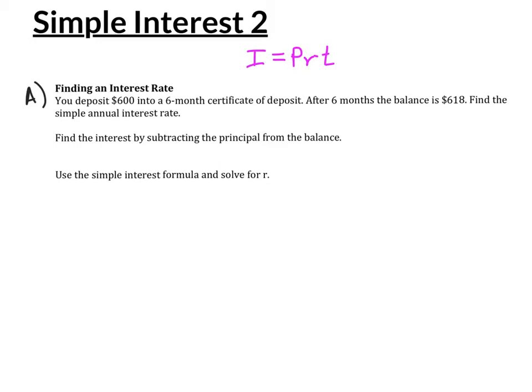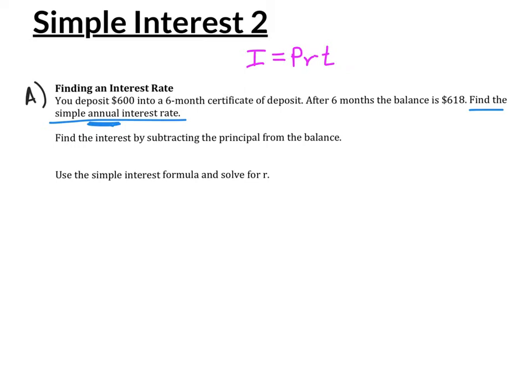Example A says you deposit $600 into a 6-month certificate of deposit. A certificate of deposit is a type of investment that you can make in a bank. It's sort of like a type of savings account. So you deposit $600 into a 6-month certificate of deposit. After 6 months, the balance is $618. So it was worth $600, now it's worth $618. And we are trying to find the simple annual interest rate. Now this annual part is important because that means the interest rate per year.